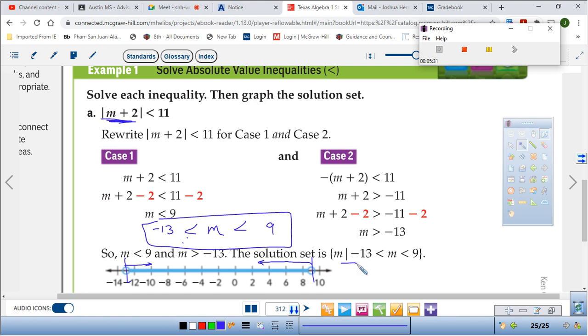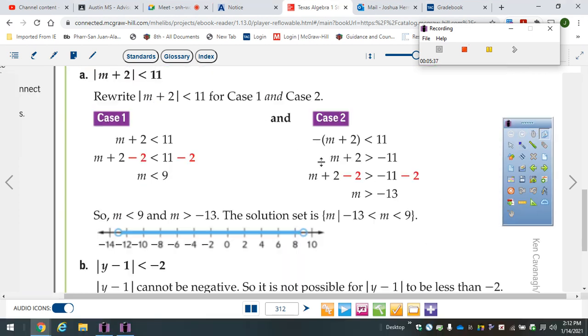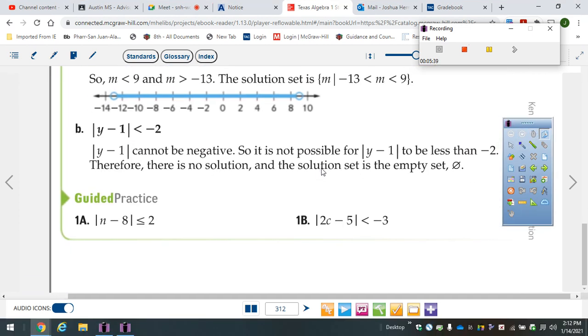Or m is my answer, such that m is what? Between negative 13 and 9. Okay, let's get on here real quick. Let's look at this one real quick.